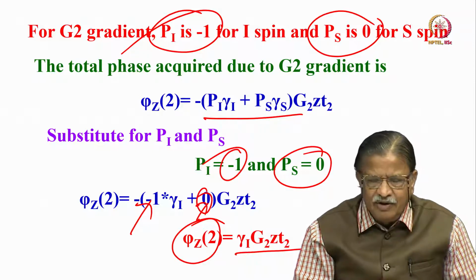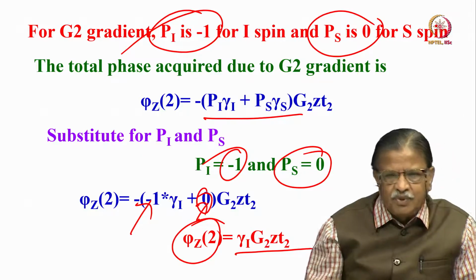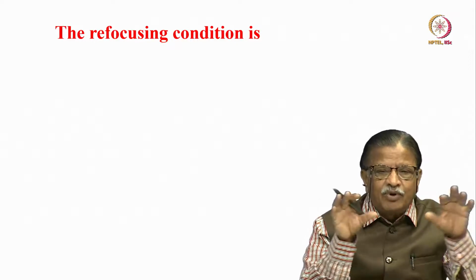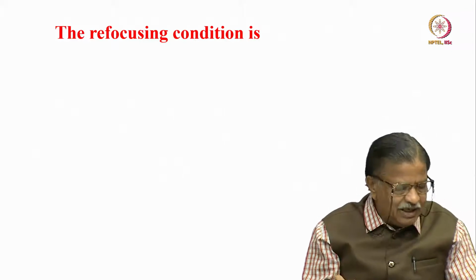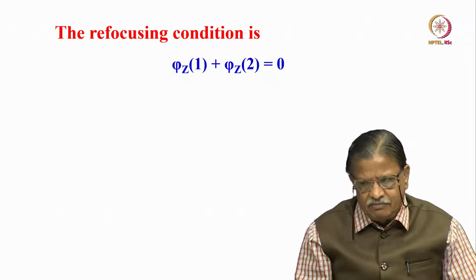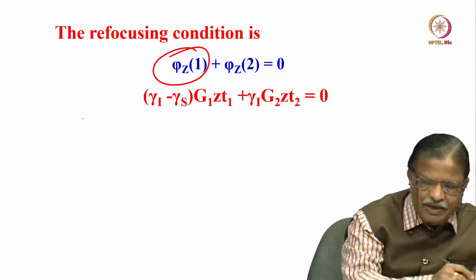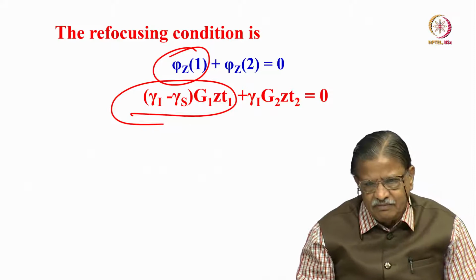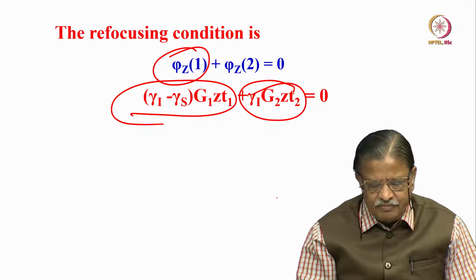We calculated the phase acquired during G1 and the phase acquired during G2. Both are known. What is the refocusing condition? The sum of both the phases should be 0, in which case we can get the detectable signal. So phi z1 plus phi z2 should be equal to 0. Put this condition now. We worked out phi z1: it is (gamma I minus gamma S) into G1 z t1 plus gamma I G2 z t2, and this is equal to 0.